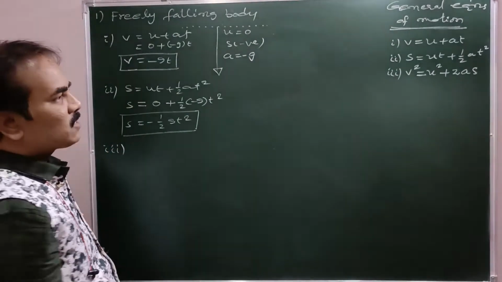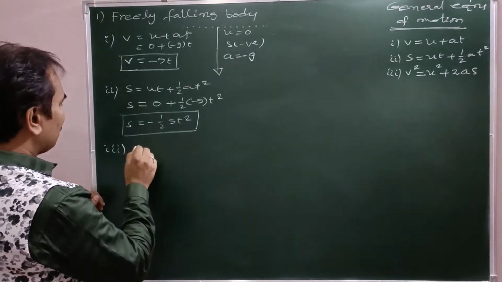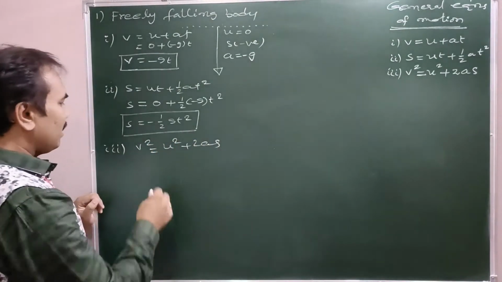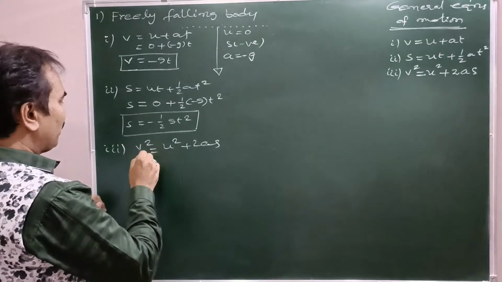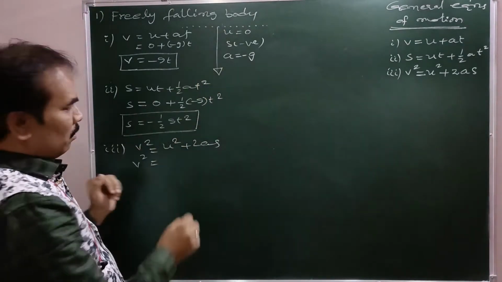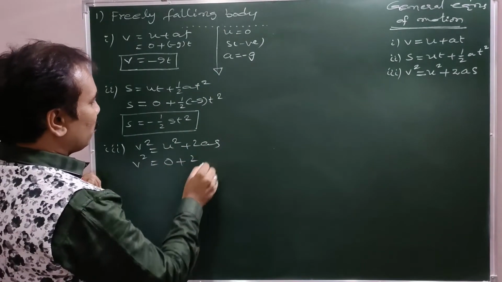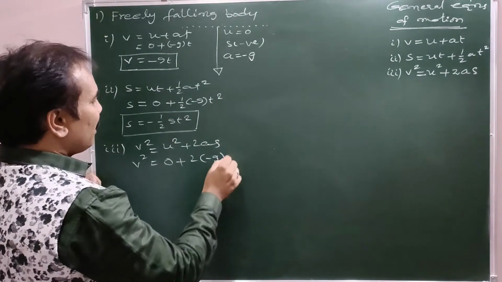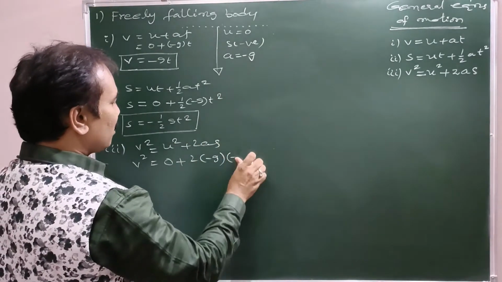Now coming to the third equation: v square equal to u square plus 2as. Here v square equal to u, which is 0, plus 2 into a, which becomes minus g, into s, which is also negative.